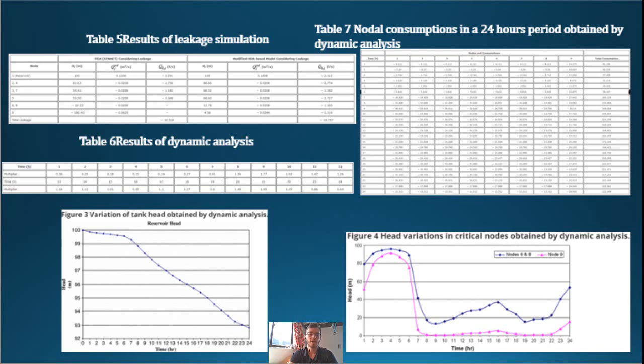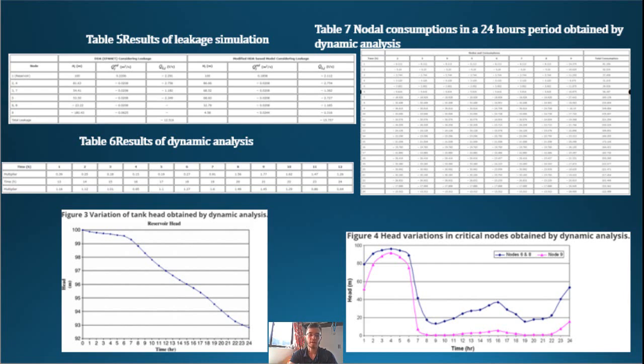Figure 4 illustrates that at 7 am, consumption increased and the head in node 9 becomes less than the minimum required value. Therefore, only a percentage of the demand in this node is supplied. Also, in nodes 8 and 6, in the time steps with high consumptions, the head values are less than the minimum required value due to the decrease in the head of the tank. Therefore, the demands are not fully supplied in these time steps.